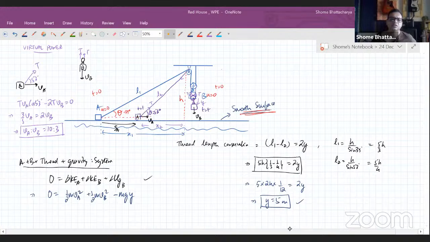Yes, Nikita, we are not considering friction because it will not be possible to calculate work done by friction, because the normal reaction is varying continuously because of tension acting at a variable angle. So it will not be possible to calculate the work done by friction. That's why.